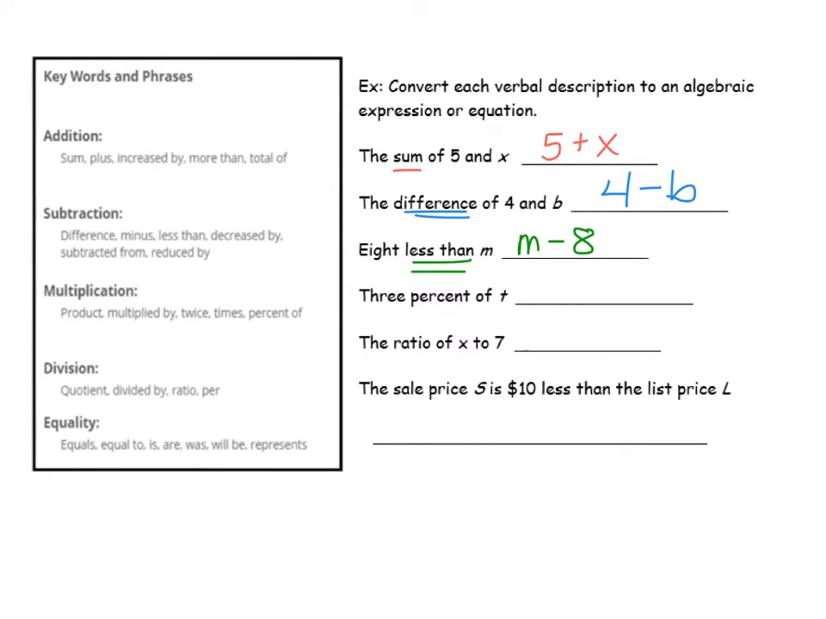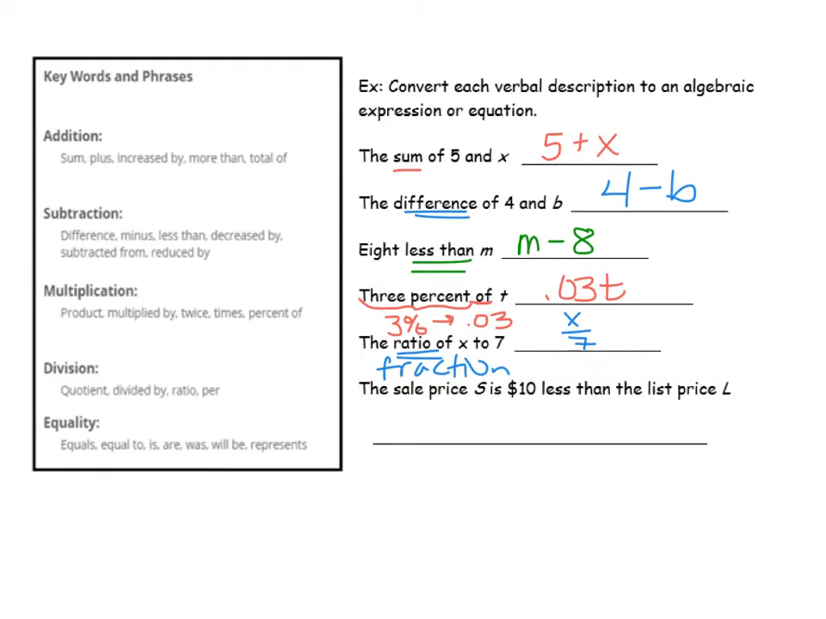3% of t, if we think of 3%, in an equation or an expression, we would convert that to a decimal form. 0.03, you're dividing by 100. The word of is going to indicate multiplication. So 3% of t is 0.03 times t. The ratio of x to 7, ratio meaning division or fraction, of x to 7 is x divided by 7.